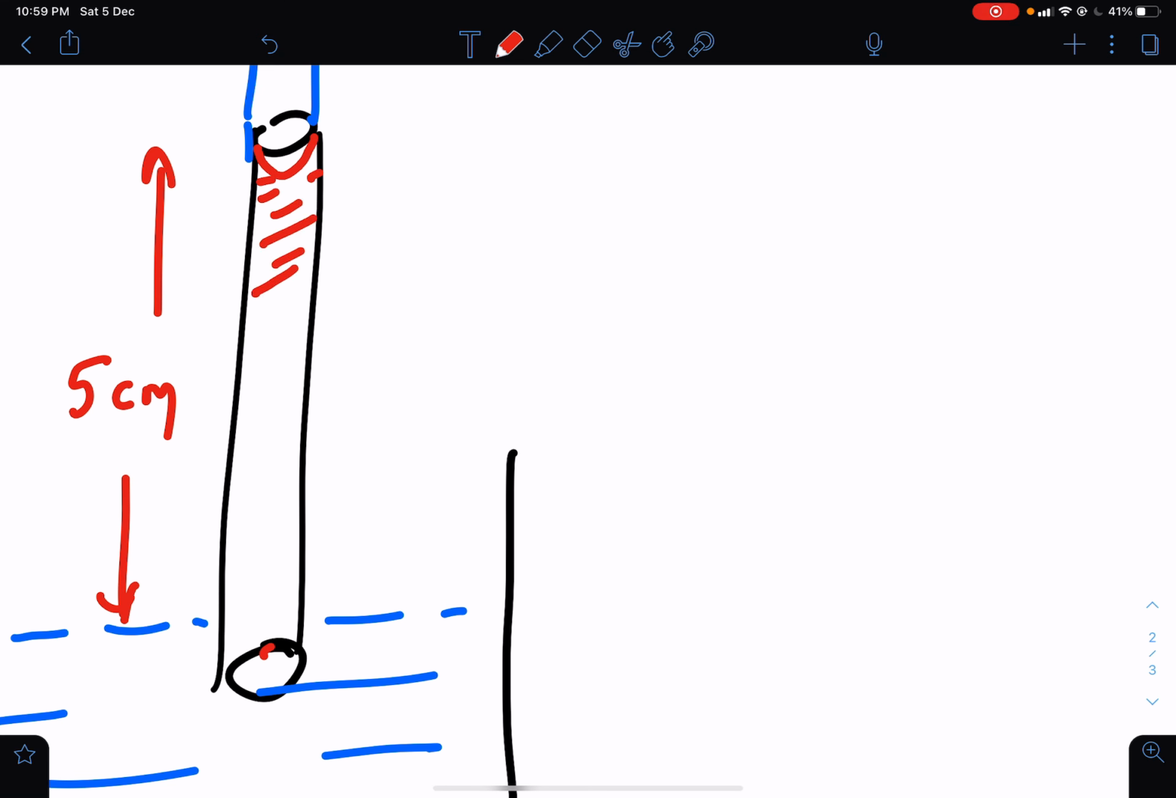Earlier, while rising in the lower tube, the contact angle was 0, so the meniscus was hemispherical, but as it comes to a height of 5 centimeter, this liquid tries to rise up, the contact angle will increase, and the meniscus will become somewhat less curved, more flattish, and it will sustain at 5 centimeter height only. So this is the explanation.